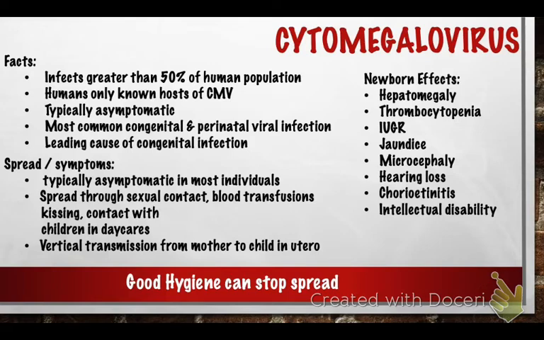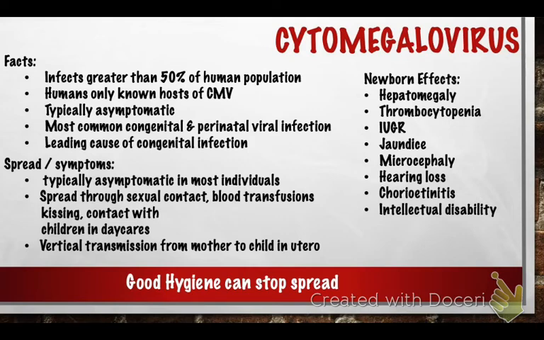CMV is the leading cause of congenital infection, with morbidity and mortality at birth and sequela. So it can affect both mom and baby. The risk of serious fetal injury is going to be greatest when the maternal infection develops in the first trimester or early in the second trimester. The leading cause of hearing loss and intellectual disability in the U.S. is going to be due to maternal or perinatal cytomegalovirus.